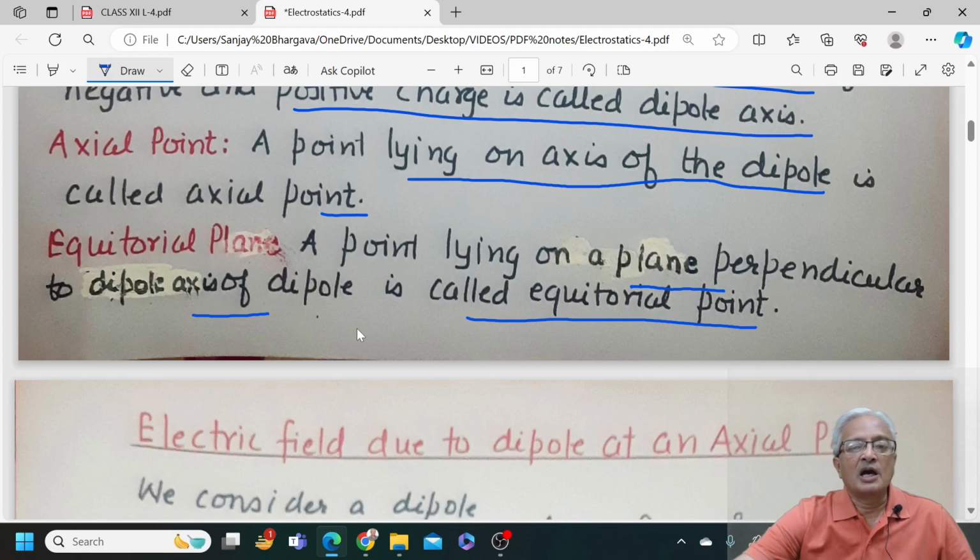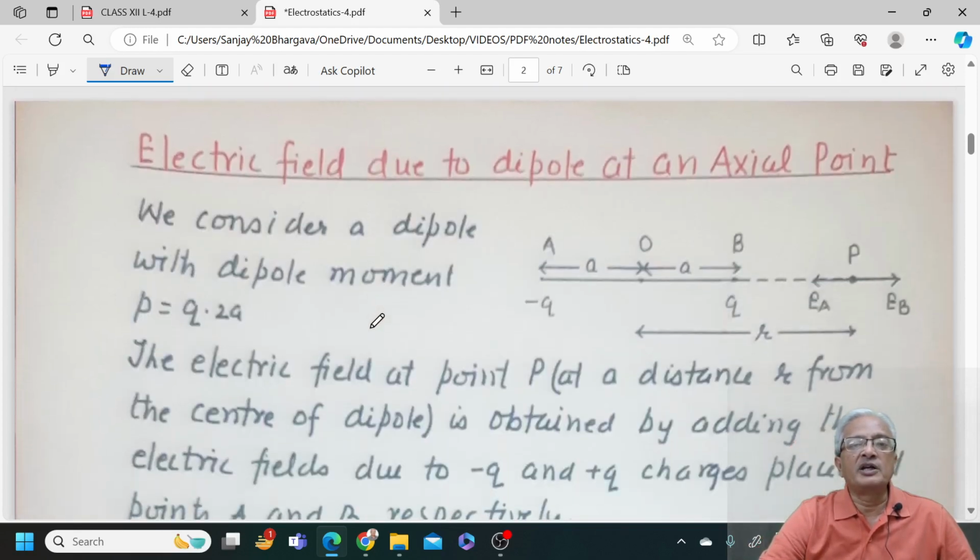Now let us see how to calculate the electric field due to a dipole at an axial point. For that, we consider a dipole here, and the dipole has a dipole moment p in this direction, which must be equal to q times 2a. This is the minus q charge, this is the plus q charge. O would be the center of the dipole, with the negative charge placed at point A and the positive charge placed at point B. We have an axial point P here, which is at a distance r from the center of the dipole.